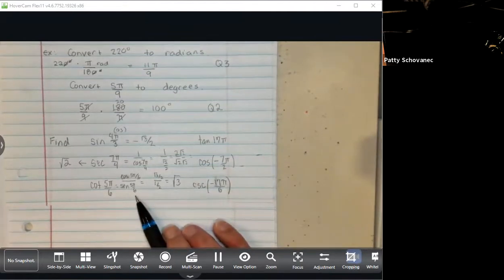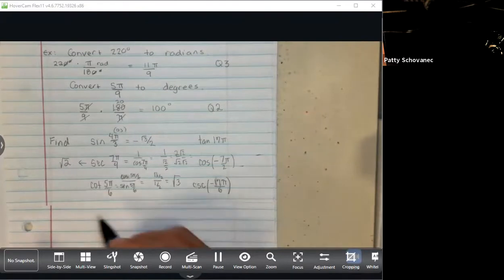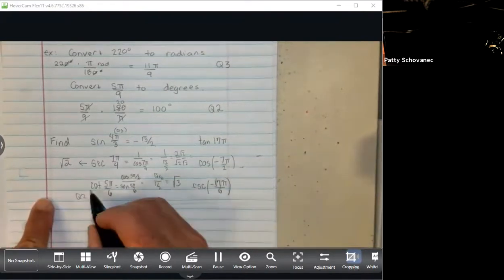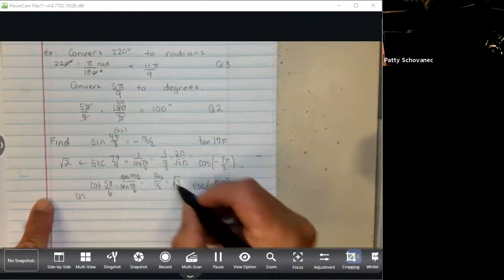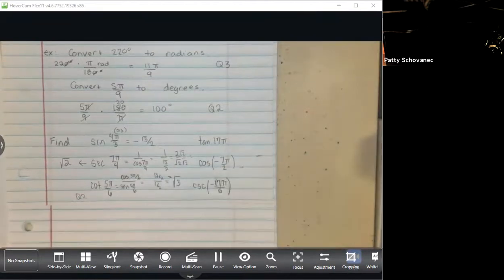5 pi over 6 is not quite pi. So I know that's in quadrant 2. And in quadrant 2, cotangent is going to be negative. So negative square root of 3 is the next value.